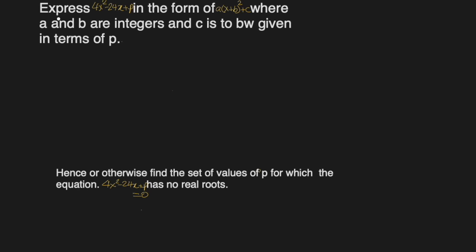Question number 3. Express this quadratic expression in the form of completing the square method. That's what they're saying. Where a and b are integers. Okay, they are integers. And c is to be given in terms of p. Okay, so this is what we have to do. Let's do it. To convert any quadratic expression into completing the square method, there are a couple of methods, so I will take the one which is easier. If you know the concept, you will understand very well. So what will I do? I will do this.